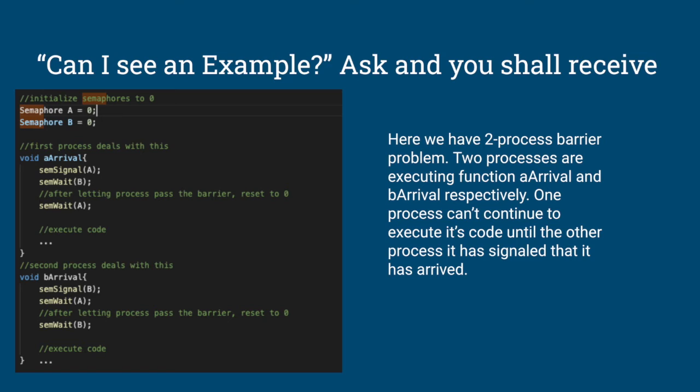All right, so let's go over an example real quick. Right here we have a two-process barrier example, and right before I get into the problem, let me give you an analogy real quick. Let's say you and your friend message each other and you want to meet each other at the ticket booth at the movie theater.